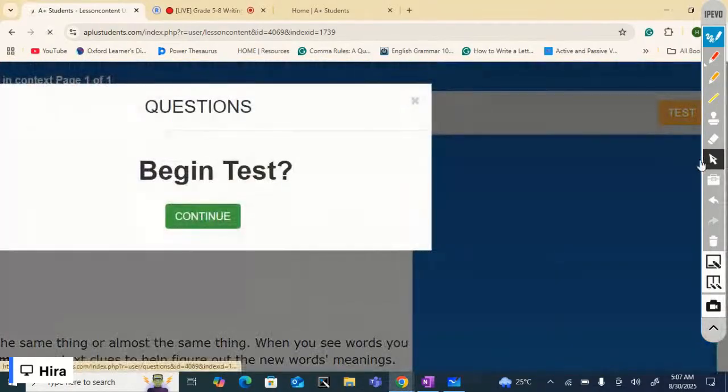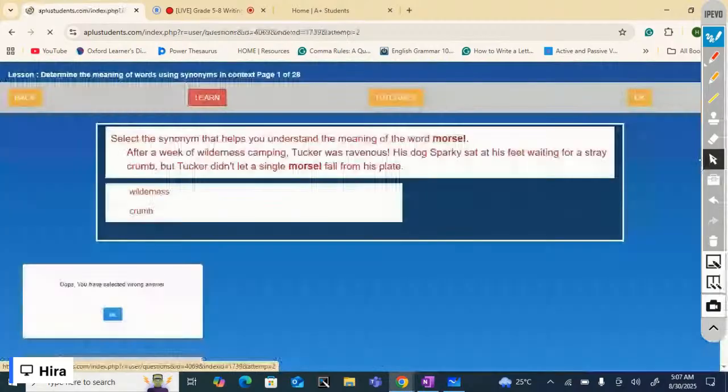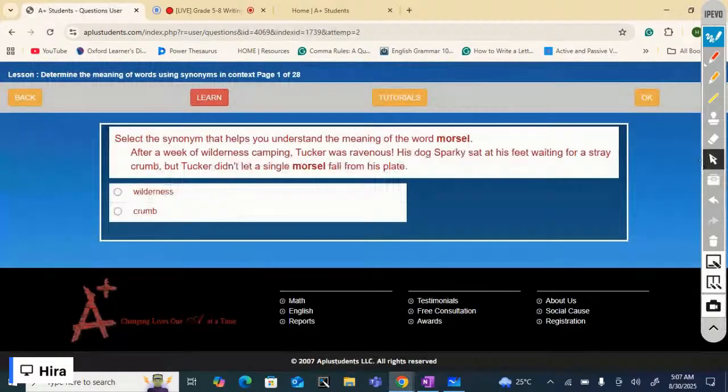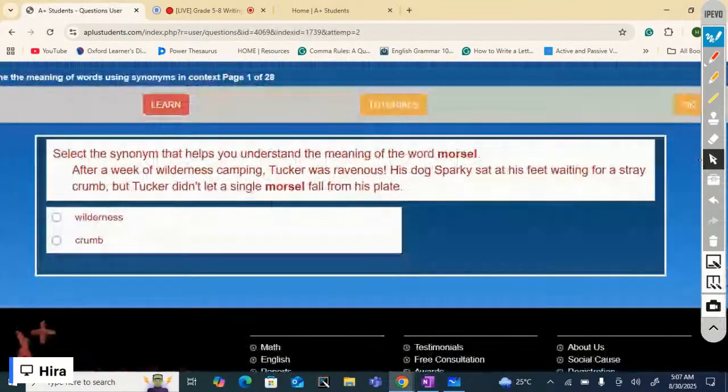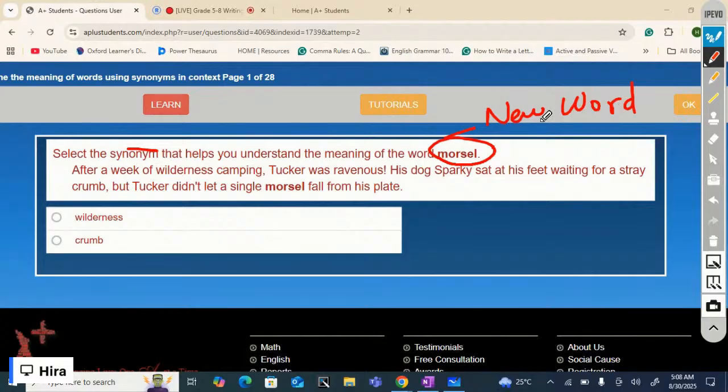So, let's find some context clues and figure out the meanings of new words. Okay, so select the synonym that helps you understand the meaning of the word morsel. Let's say morsel is a new word for you. You don't know the meaning of this word. It's unfamiliar. Let's just assume that it's a new word for you. Now you can select a synonym that helps you understand the meaning of the word morsel. In this context, we'll find it out.